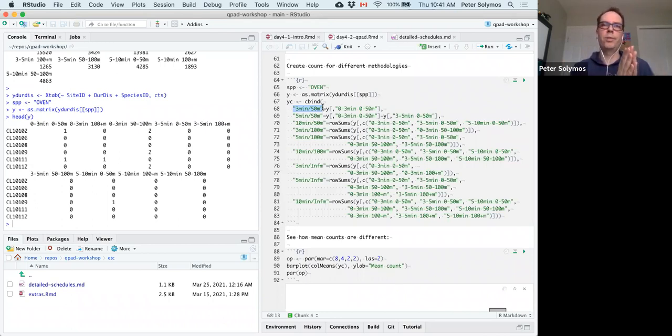If you happen to just observe for 3 minutes or 10 minutes, that is not expected to change the true density. It is going to influence the counts. So what we expect here is we have these 9 combinations of 3, 5, 10 minutes by 50, 100, and infinity meters. And so we combine together all the counts.